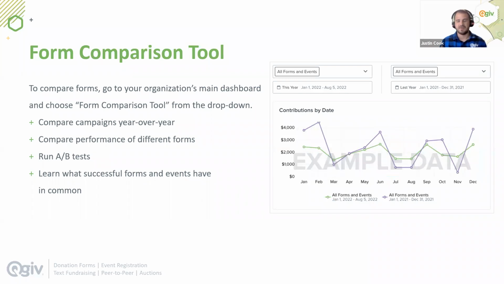We also have a really great form comparison tool. So if you go into our platform, you have the ability to compare whatever you need, and you can choose our form comparison tool option in there, and you'll be able to compare your campaigns year over year. You can compare performance of different forms. You can run those A/B tests that we were talking about previously. And ultimately, what this is to do is to help you learn what successful forms and events have in common.